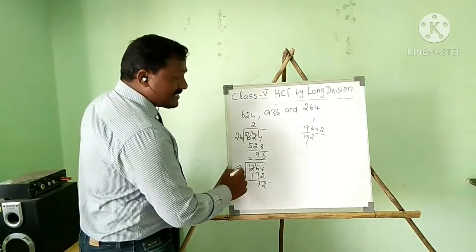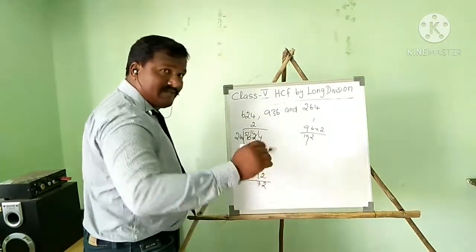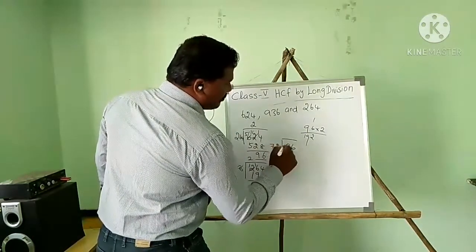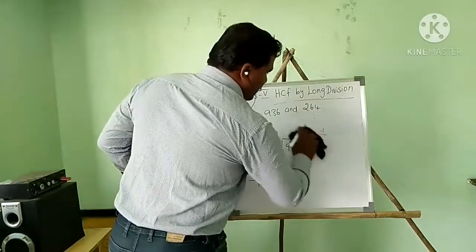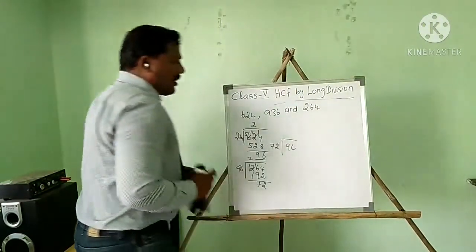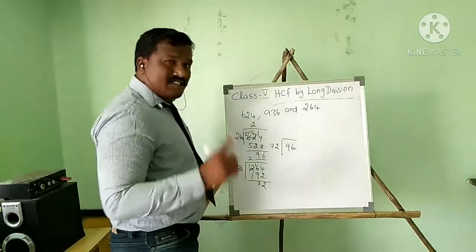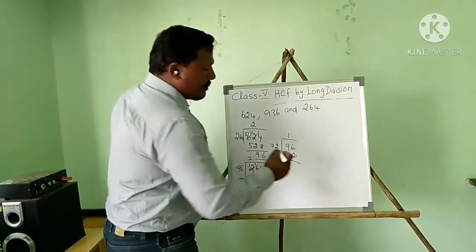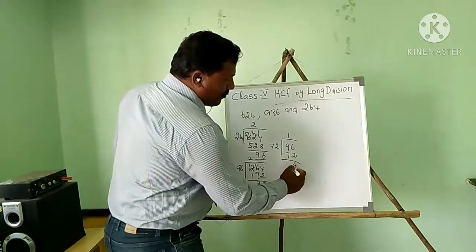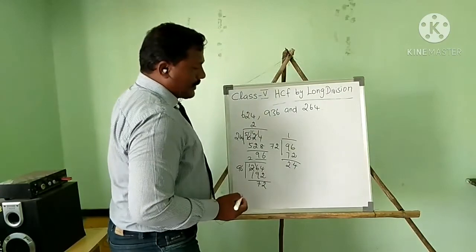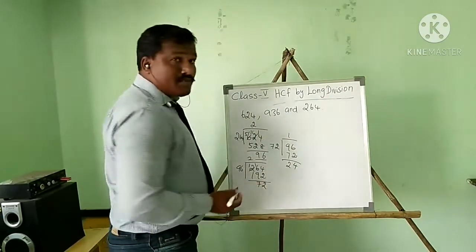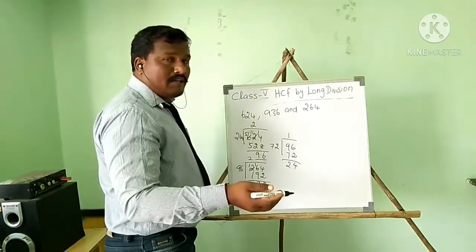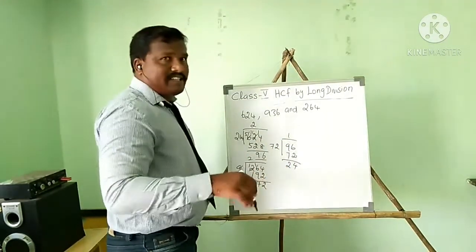So now I will take 96 as the dividend, 72 as the divisor. Okay, so 96 divided by 72. Now, how many 72s are there in 96? Only 1. So 1 times 72 is equal to 72. If you subtract this, you get 24. Okay. Now 24 is the small number, 72 is the big number. So now we have to take 72 as the dividend and 24 as the divisor.